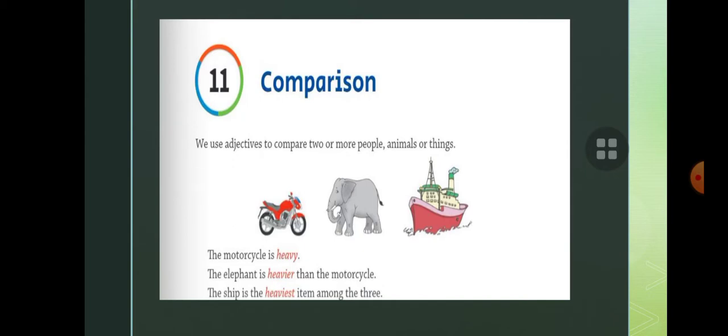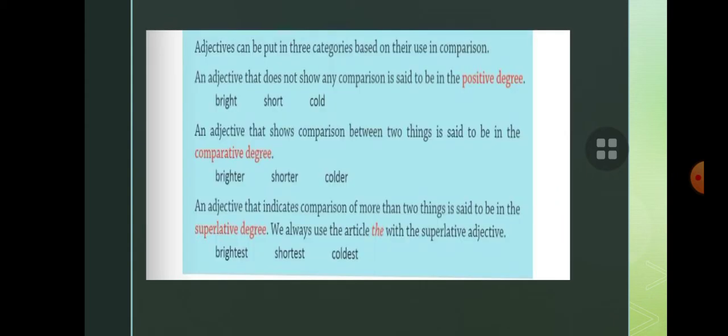How to compare? Let's see an example. Motorcycle is heavy. The elephant is heavier than the motorcycle. The ship is the heaviest among the three. Here three things are given: motorcycle, elephant, and the ship. First we are talking about the motorcycle, so we write motorcycle is heavy. When we compare elephant with motorcycle, we write elephant is heavier than motorcycle. And in the third sentence, ship is compared to all. Ship is the heaviest item among the three.